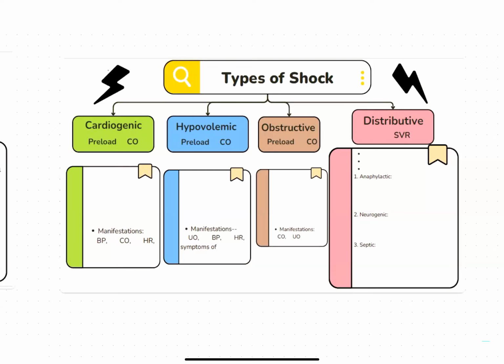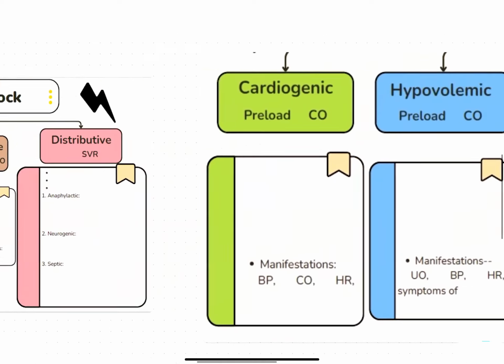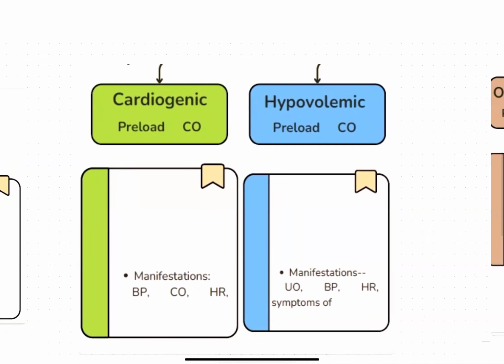So let's get started with our blank map so that you can follow along. Cardiogenic shock will be the first shock that we cover. The hallmark of cardiogenic shock is that the preload or fluid volume is increased in the body and the cardiac output is decreased. This is due to the heart pump failure.